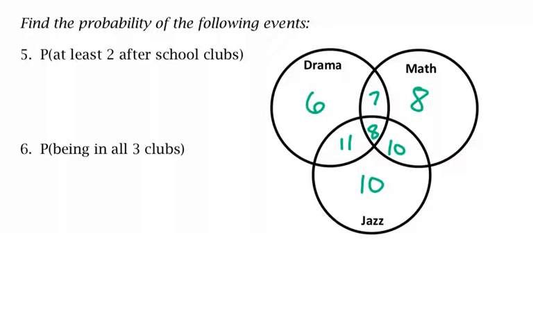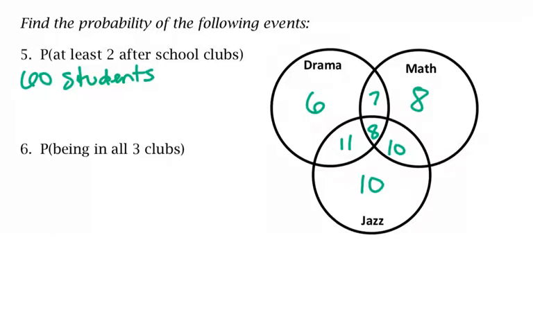Well, the first thing I have to do is figure out how many students we are talking about. So if you add them all up, there are 60 students. So I could choose any one of 60 students. Okay, what's the probability that they're in at least 2 after-school clubs?